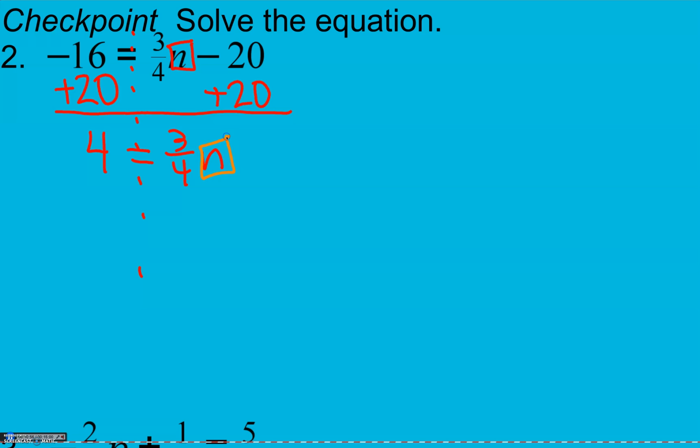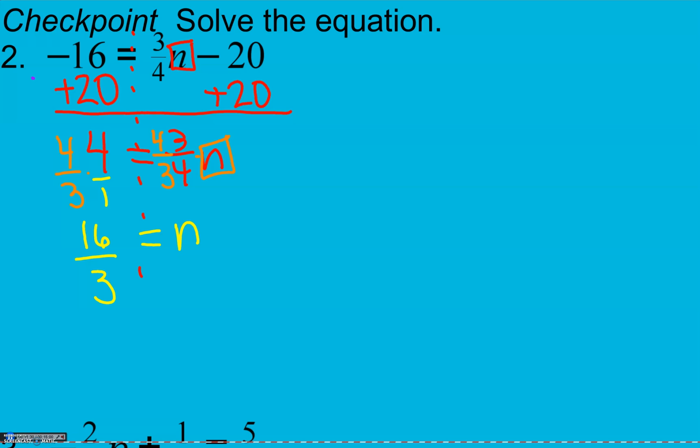Now, n is being multiplied by 3/4, so I multiply by the reciprocal, 4 over 3. And if I change the right side, I have to change the left side as well. This gives me 12 over 12 on the right side, which is just 1n, which is what we want. On the left side, I can write 4 over 1, and we multiply straight across. This gives me 16 over 3.